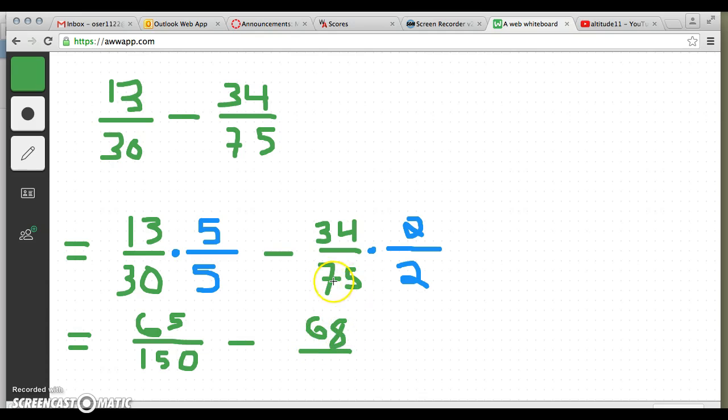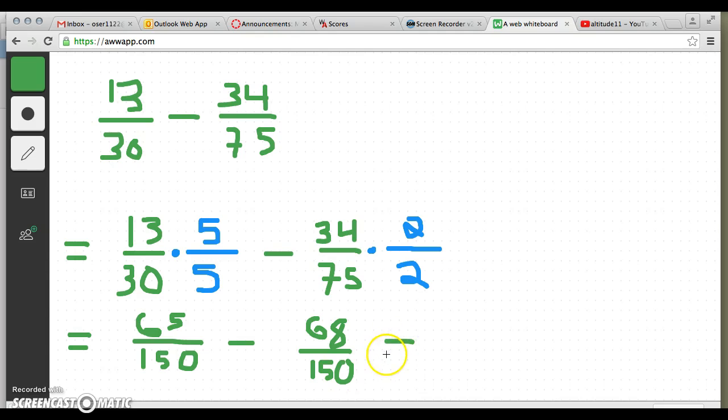All divided by 75 times 2, that is 150. Okay, so we are now finally left with just two fractions to subtract, 65 over 150 minus 68 over 150, and they have a common denominator, meaning that we can now subtract these two fractions.